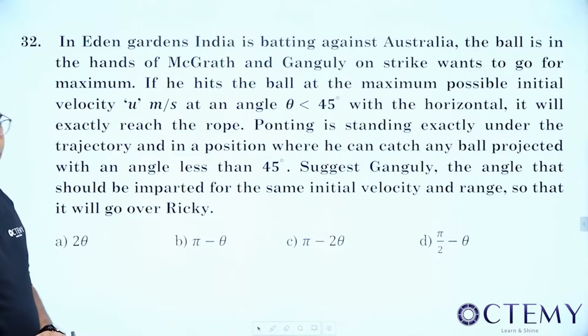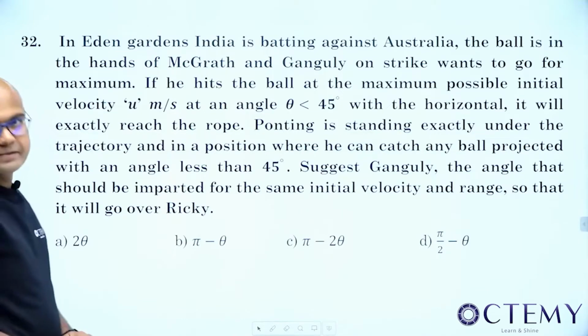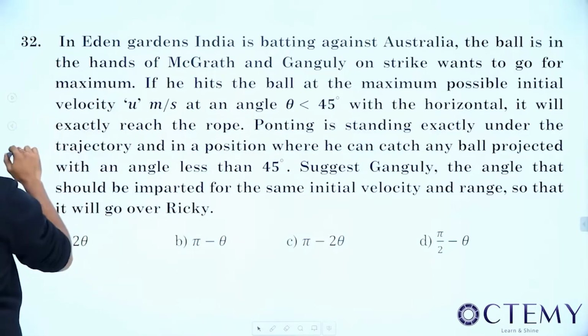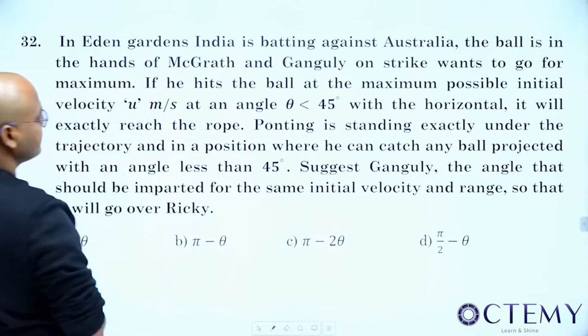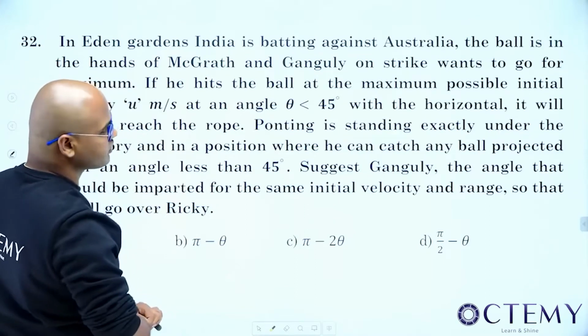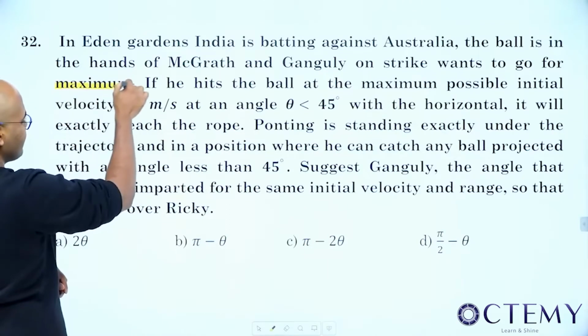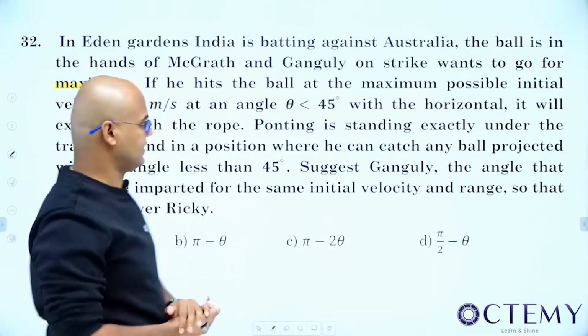Read the problem, read the problem. See here, I will solve it, okay? Please see here. In Eden Gardens, India is batting against Australia. The ball is in the hands of McGrath and Ganguly is on strike. Wants to go for maximum. What's the meaning of wants to go for maximum? He's interested to go for a 6, right?